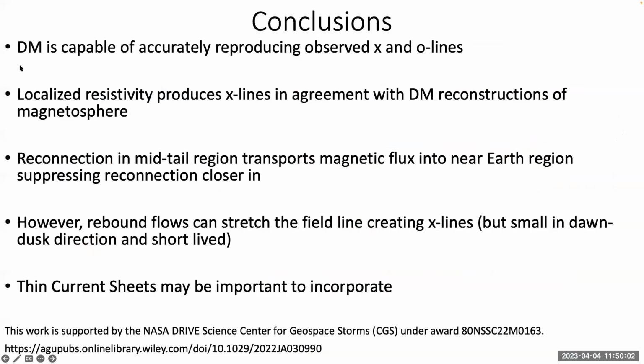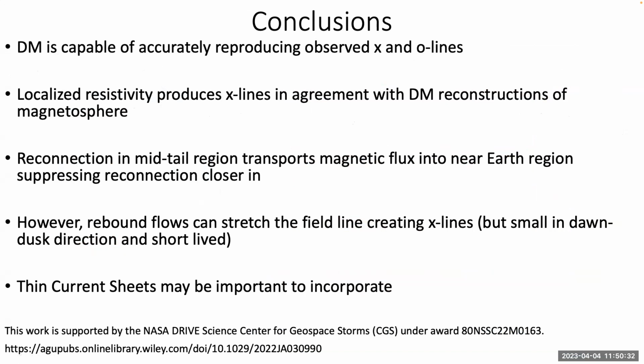Okay, so just to conclude, data mining is capable of accurately reproducing observed X and O lines, as Grant showed in the previous, or whatever, last week, whenever his talk was. And when we place localized resistivity in those regions where data mining saw an X line, we produce X lines in those regions, which is an excellent agreement with both the data mining reconstructions and the MMS observations of ion diffusion regions.